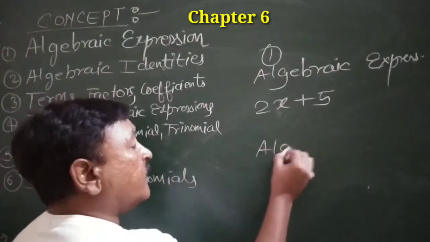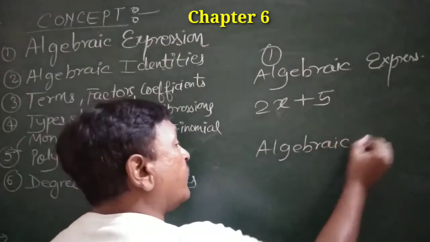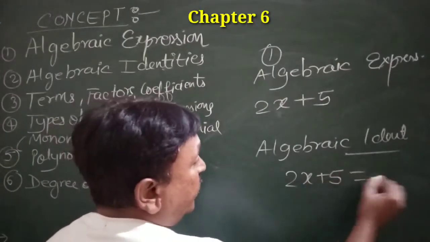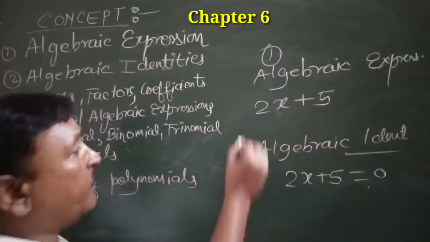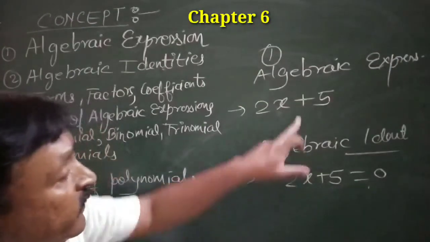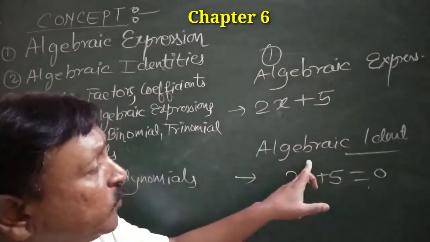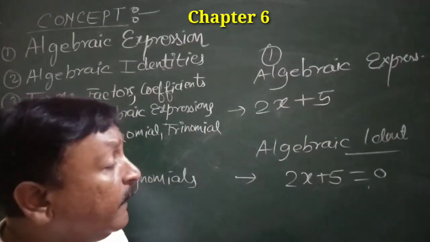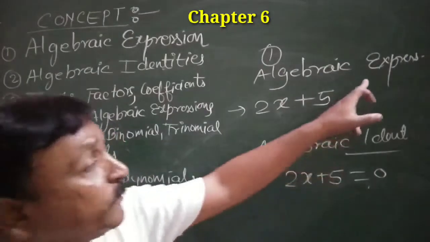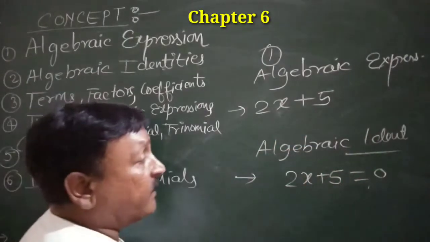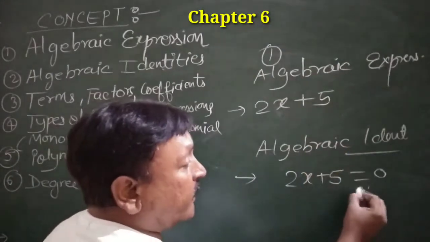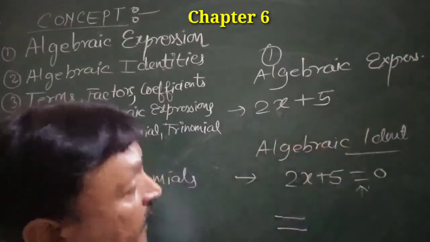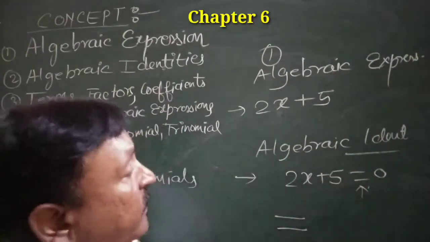Second thing was algebraic identity. It is 2x plus 5 equals to 0. If you will see at both the places, here and here, this is called algebraic expression, this is called algebraic identities. Both are formed of constants and variables. Now, the difference between expression and identity is this, that expression does not have this equality sign. This equal sign is not present in expression, but in identity this equal sign is present.